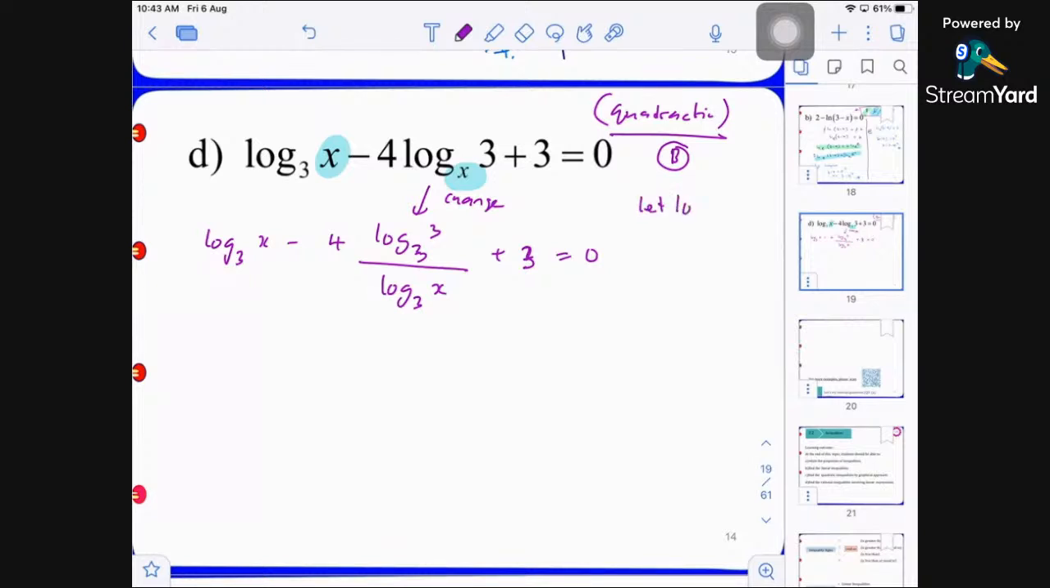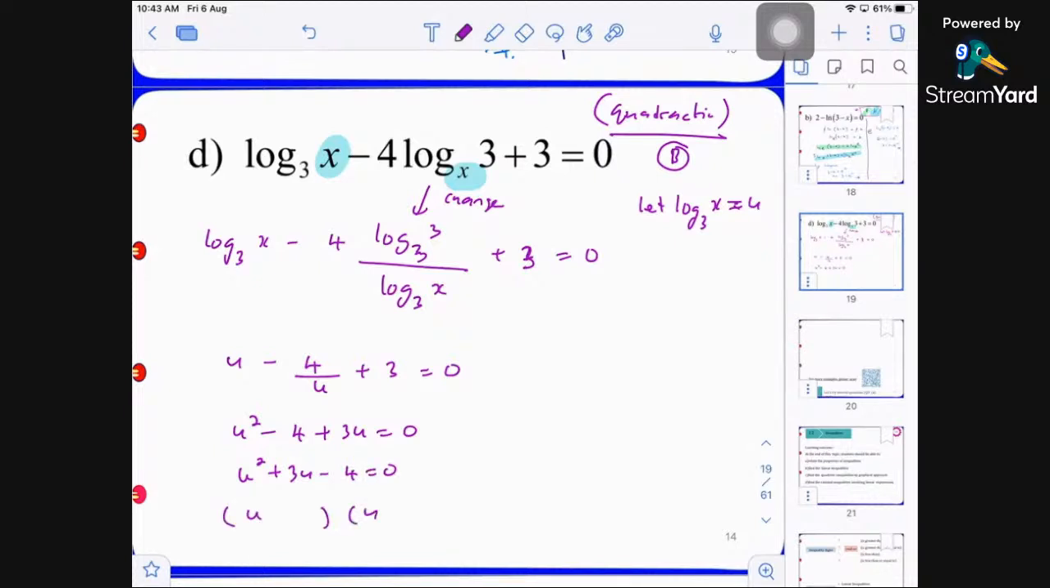Now I let log 3x equals to u. So here I get u minus 4 over u plus 3 sama dengan kosong. So if I times this, I get u square minus 4 plus 3u equals to 0. Boleh faham sampai sini semua? Okay. So from here, u square plus 3u minus 4 sama dengan 0.